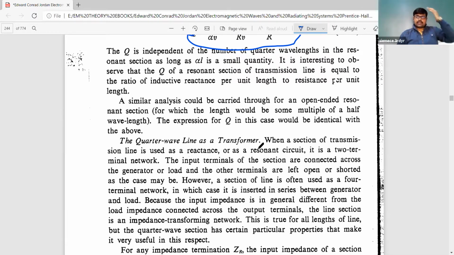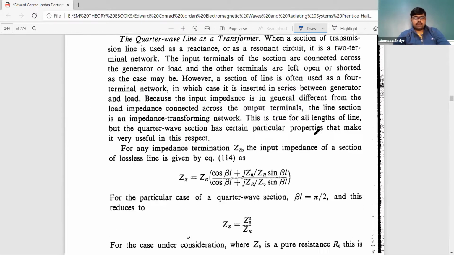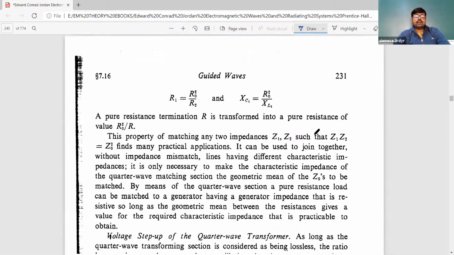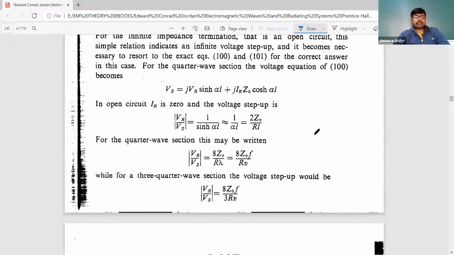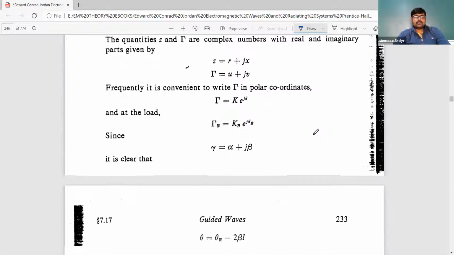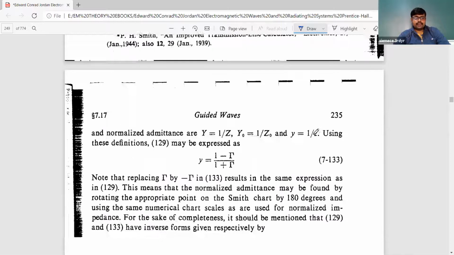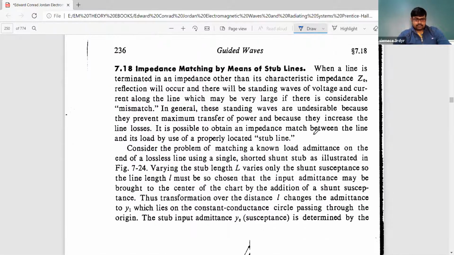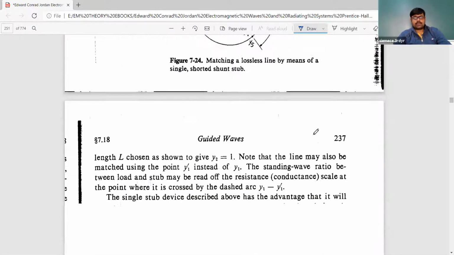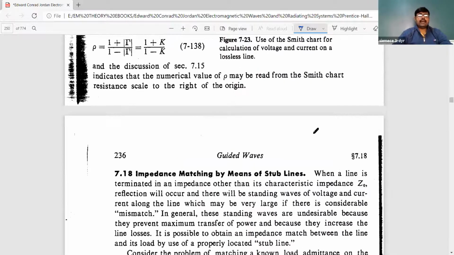So that's all to discuss. In the next class, we will see the quarter wave line as a transformer, the application as a transformer. We will see that at the end of the transmission line equations. After that, we will see the transmission chart, that is the Smith chart, and we will finish this particular article, which is named transmission line equations. Then we will directly move towards the antenna and different antenna parameters.